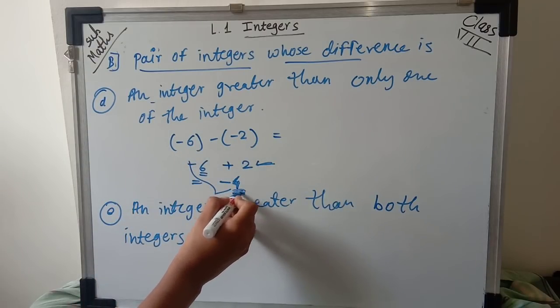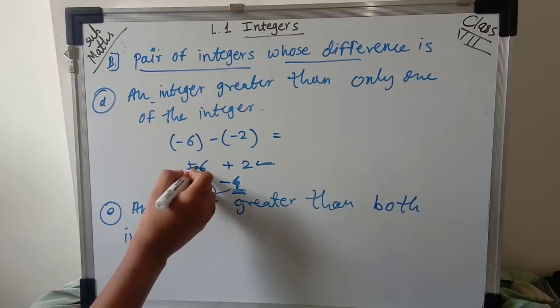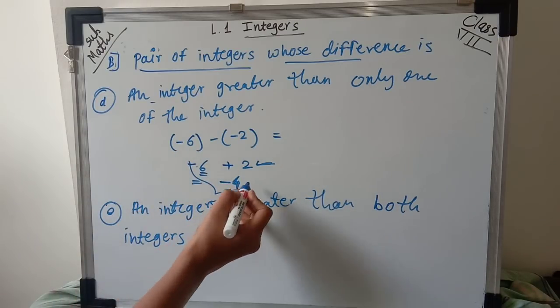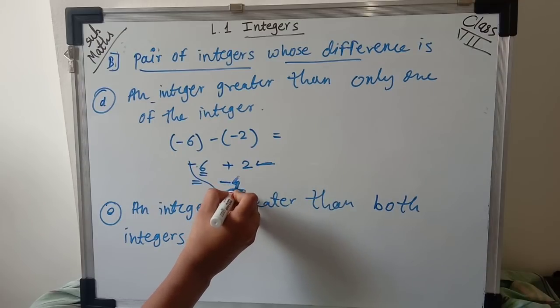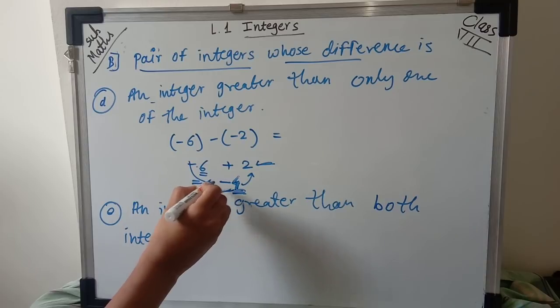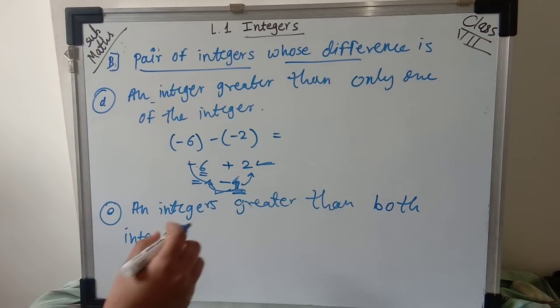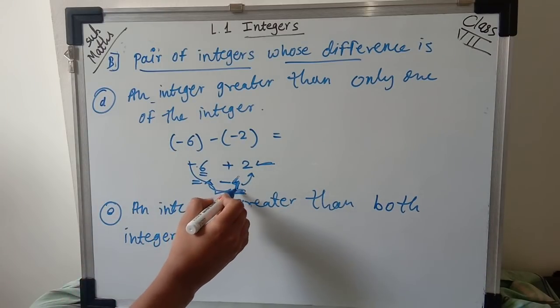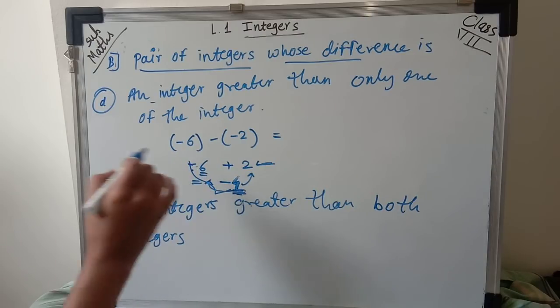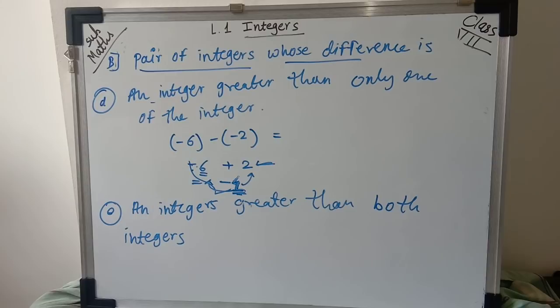Two negative integers, and then you will get the integer which is smaller than the one integer or greater than the other integer, vice versa. Here minus 4 is smaller than 2 and greater than minus 6, we have to see. So we got the integer which is greater than minus 6. Minus 4 is greater than minus 6. The value of minus 4 is greater than minus 6.